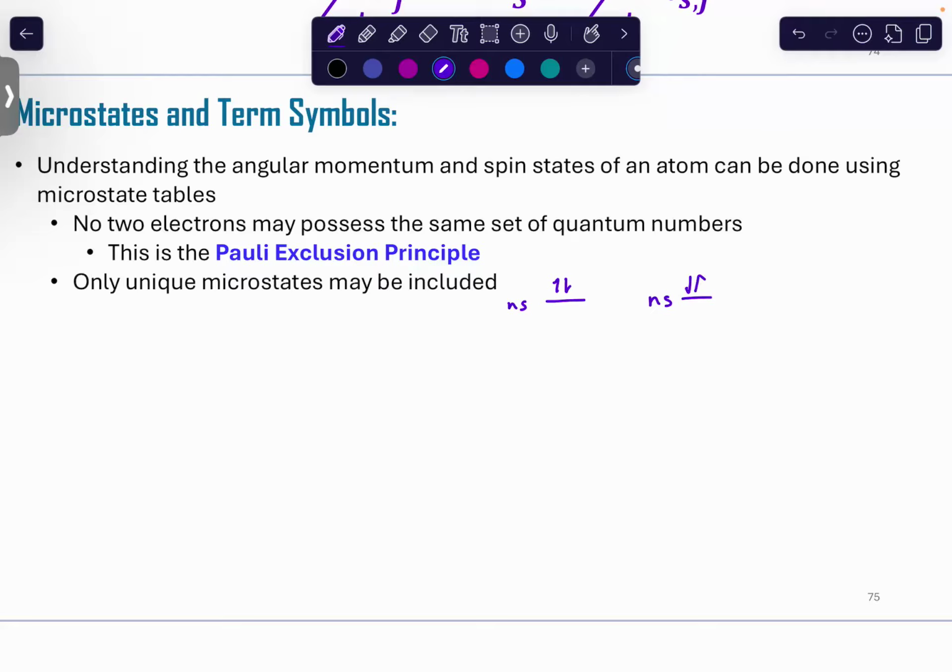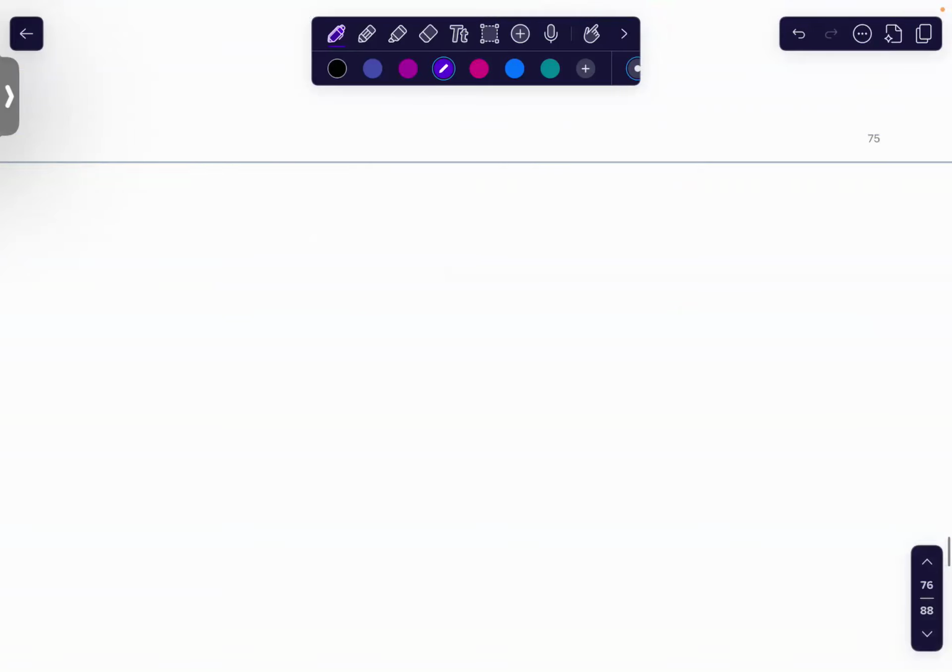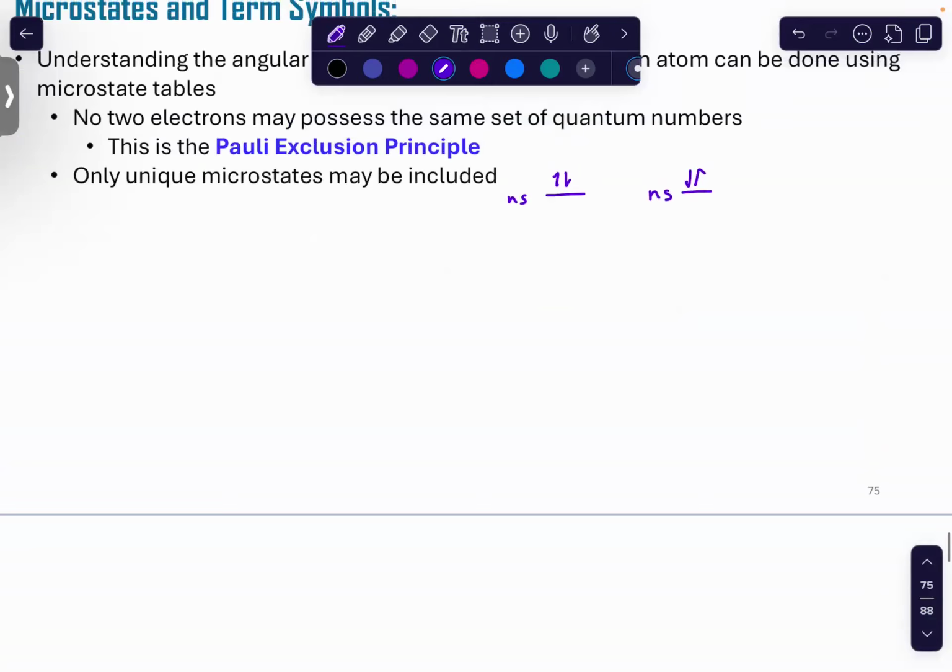I can't have that electron because those are technically the same thing. Okay, so unique microstates only. The microstates are like, what are all the different possible combinations that you can put together here? Let's say we have a species that has ns2. Well, let's take a look here.